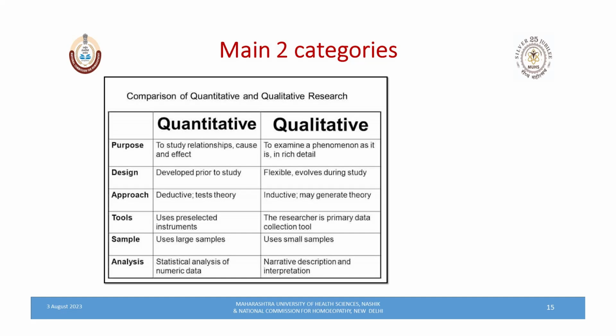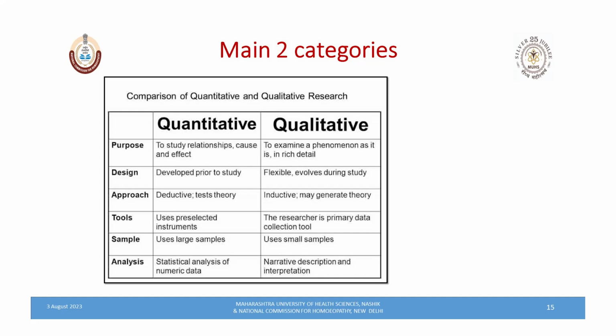Quantitative: the purpose is to study relationship, cause and effect, while qualitative examines a phenomenon as it is, in rich detail. In quantitative, the design is developed prior to the study, while in qualitative it is flexible and evolves during the study. In quantitative, the approach is deductive and tests theory, while in qualitative it is inductive and may generate a theory. Tools for quantitative use pre-selected instruments, while for qualitative, the researcher is the primary data collection tool.